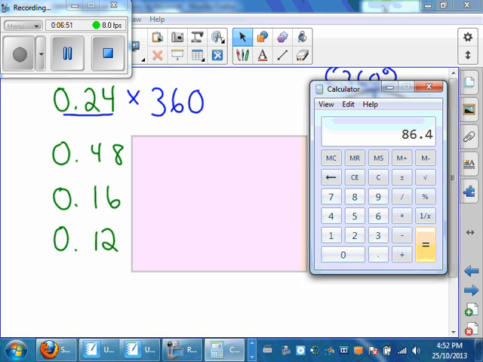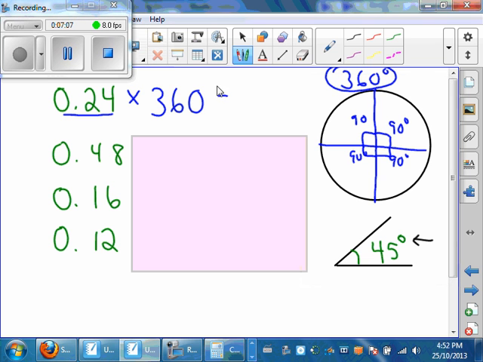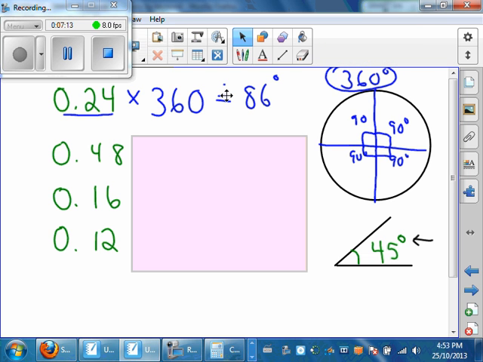Because we want to deal with whole numbers when we're constructing these circle graphs, we're going to round to the nearest whole number. In this case, it would be 86 degrees. So we're going to put it up here as an approximation, so we're going to say equals approximately 86 degrees. Let's see how the rest of the numbers computed out.